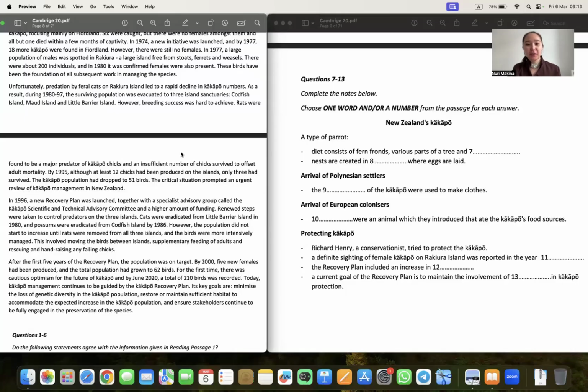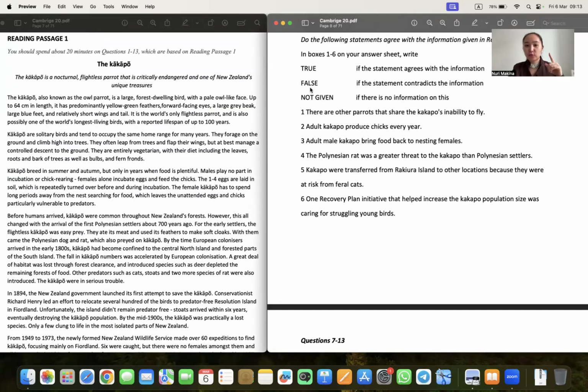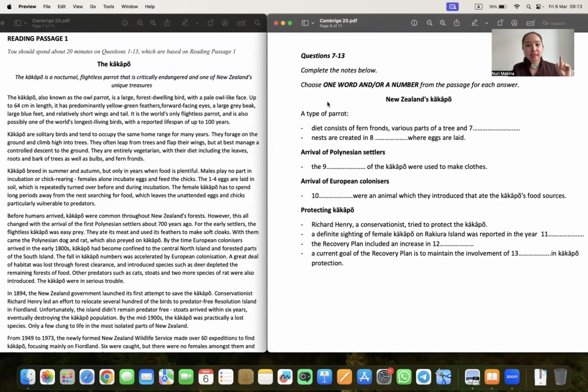This lesson is going to be about sentence completion task. Here is our kākāpō passage, and the earlier video was about true, false, not given task. And it's time to talk about one word and or a number task.